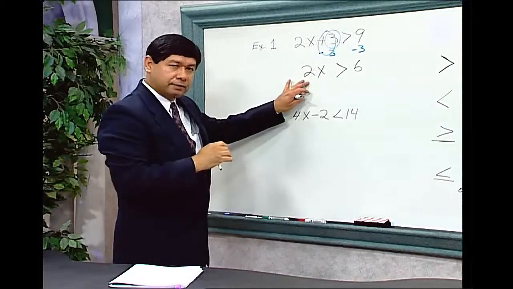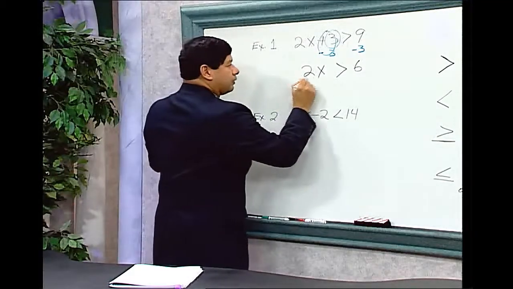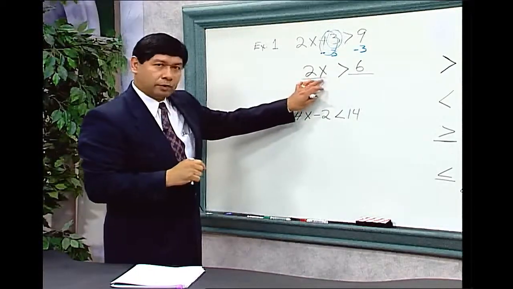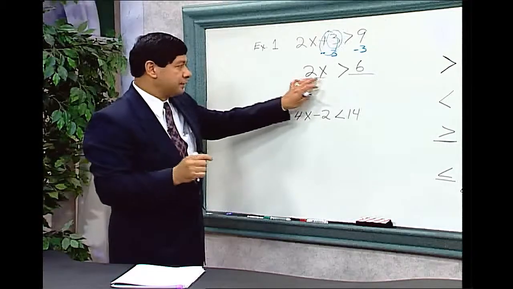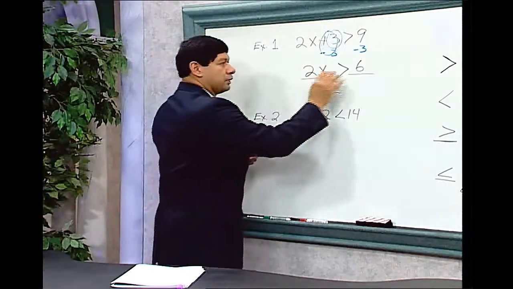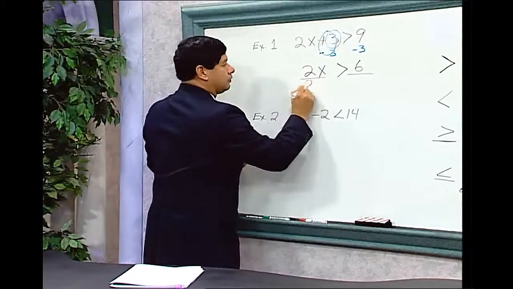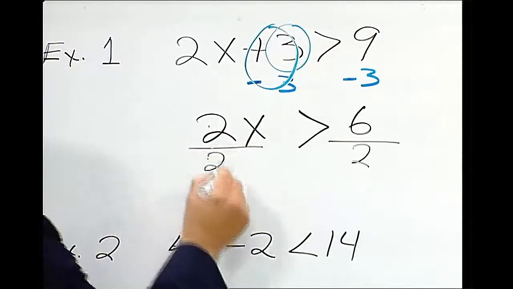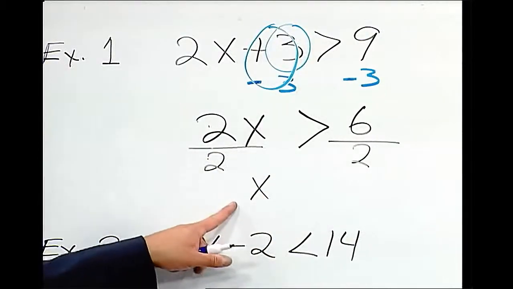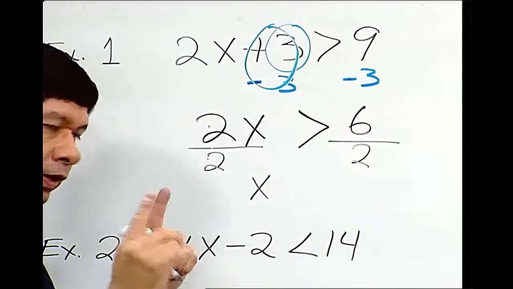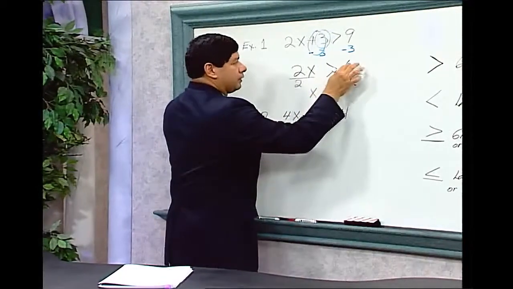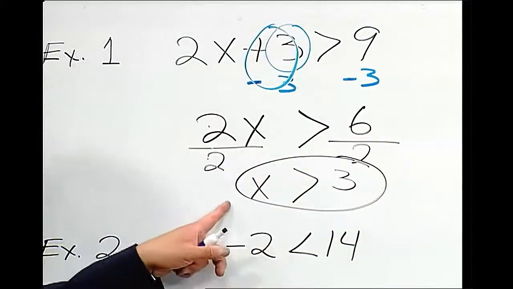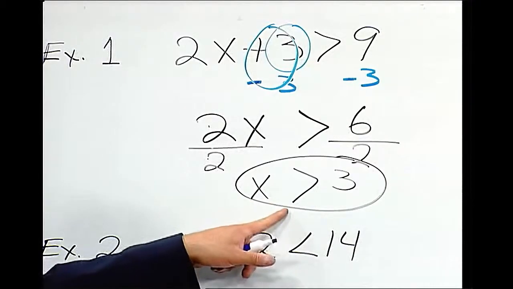To eliminate this 2, we must divide by the coefficient of the variable. Our variable is x, the coefficient of x is 2. So we're going to divide both sides of our inequality by 2. Divide this side by 2 and divide this side by 2. 2 divided by 2 is 1, or x. And that's the key. We want our x to be by itself. 1x is greater than 6 divided by 2 is 3. So that is our solution. x is greater than 3.